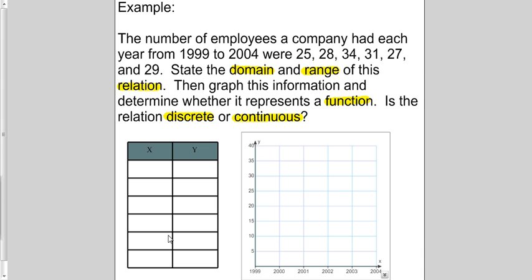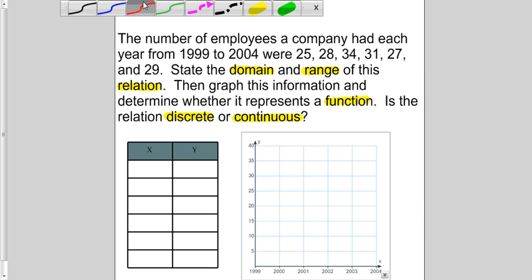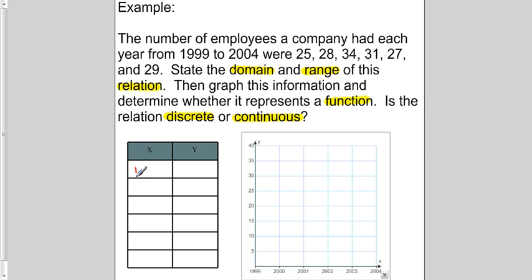Okay, there we go. Now I've got the correct view of the screen. All right, so the first thing that we want to do is create a table. In this case, the x values are the years and the y values are the number of employees. So from 1999 to 2004, those are our x values. Let's go ahead and fill them in the table. So we've got 1999, and that year we had 25 employees. Then we've got 2000, and there were 28 employees.